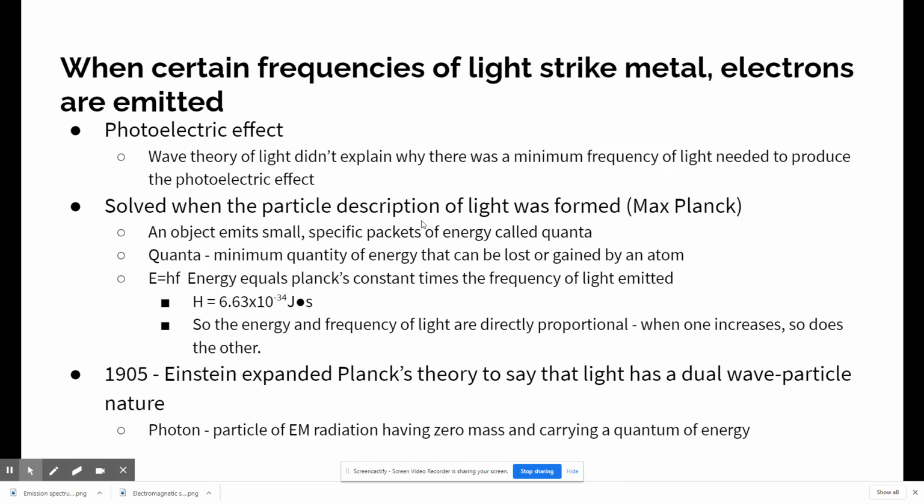And so we had this wave nature theory and we had this particle nature theory. And then in 1905, Einstein combined them to say it has a dual wave-particle nature, and also defined a photon as the particle of electromagnetic radiation that has no mass and carries a quantum of energy.